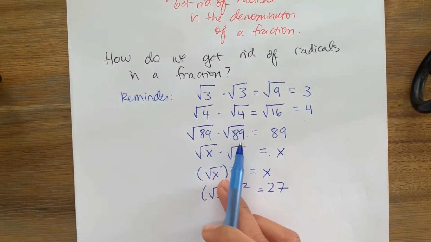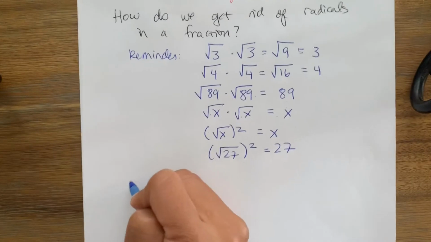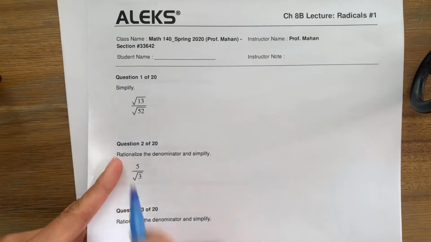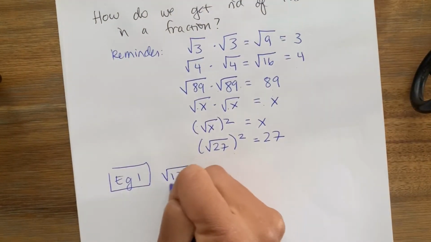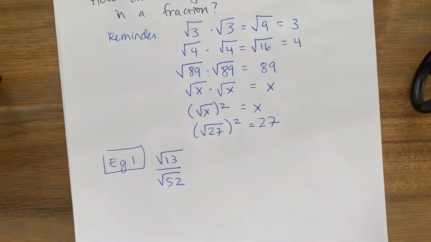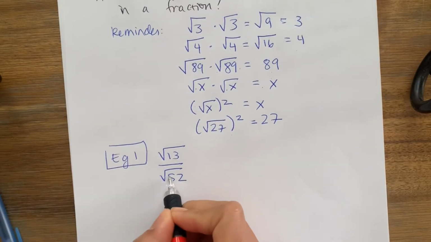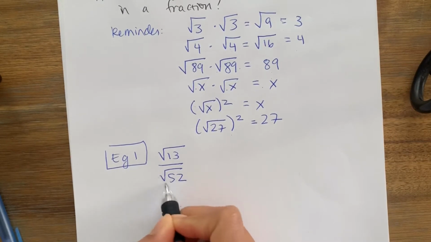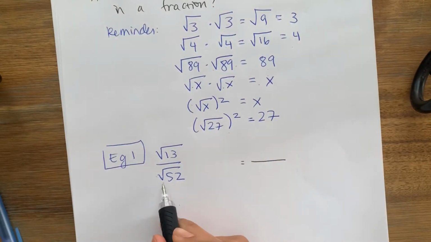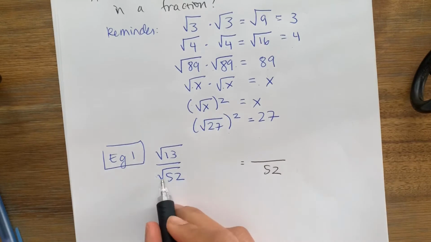So let's take a look at number 1. Example number 1, I have the square root of 13 over the square root of 52. I want to get rid of the radical in the denominator. How do I get rid of the square root with a 52 in it? I basically want this to equal just 52. So I don't want the radical in there.